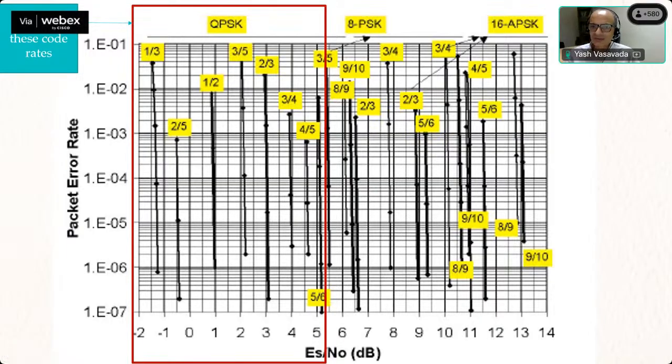What do I mean by all this? Remember I said that all of these are to be thought of as cliffs. On the left-hand side, the performance is lousy. You never want to operate on the left. On the right-hand side, the performance becomes nearly error-free. All your messages are almost guaranteed to be received correctly.